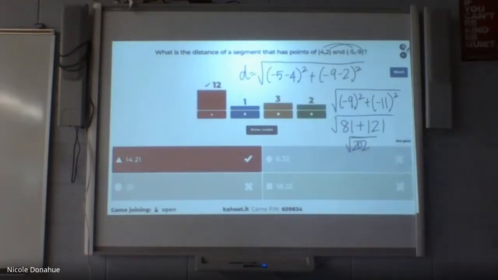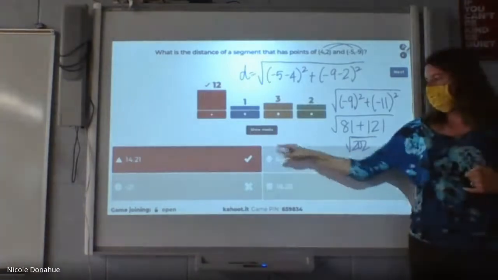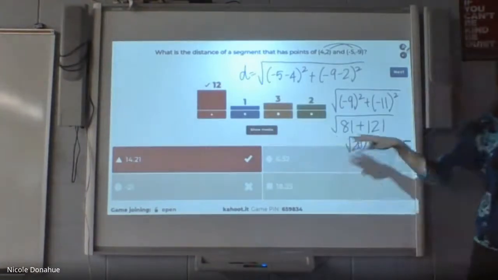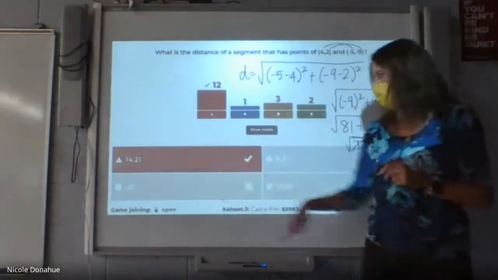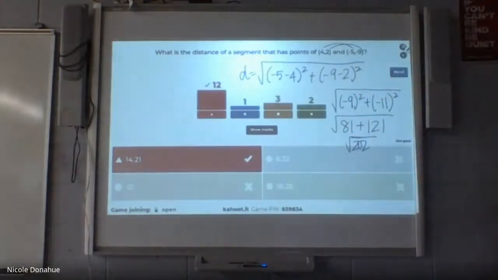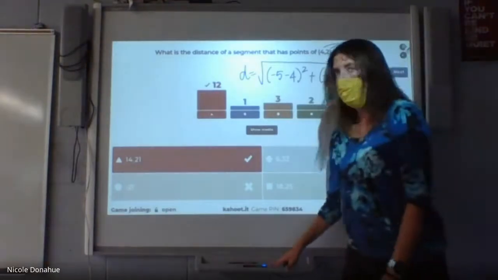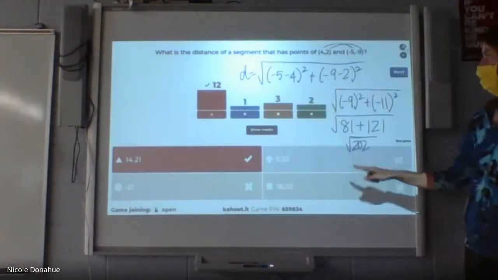Now, even without a calculator, I probably could be a pretty good estimator that I know this is going to be somewhere around 36. So I can eliminate that one, obviously eliminate that one, and so the square root of 202 must be 14.21. All right. So definitely a little bit tougher.